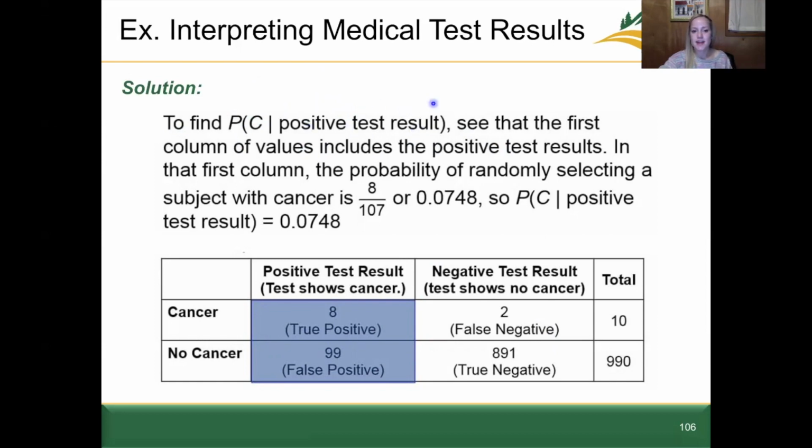Because this is our event A, they get a positive test result, we can focus on just this column in the table. Then event B here is that they do have cancer. Using just this column here, we have 8 patients total that do have cancer amongst the 107 patients total. Then we get our probability here of 0.0748.